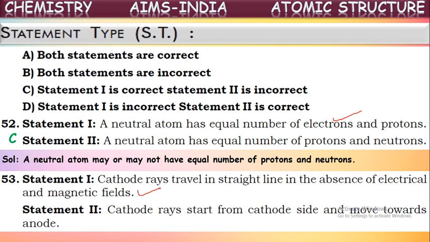Yes, it is also correct. That is why the name cathode rays is given for these particles. The particles moving from the cathode side to the anode side in the discharge tube were called cathode rays. Later on, we call them electrons, but they were called cathode rays because of this reason. They move from the cathode side to the anode side. So this statement is also true. What will be the correct answer? A. Okay, that's about cathode rays.